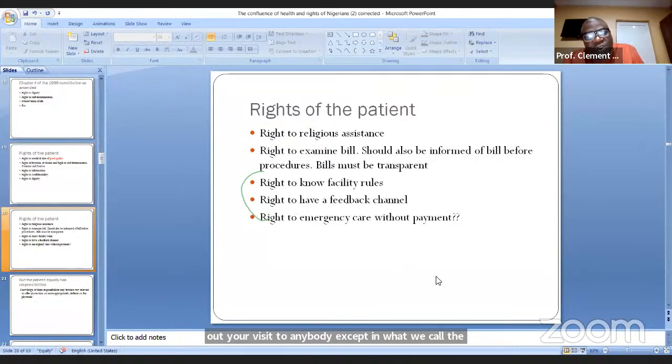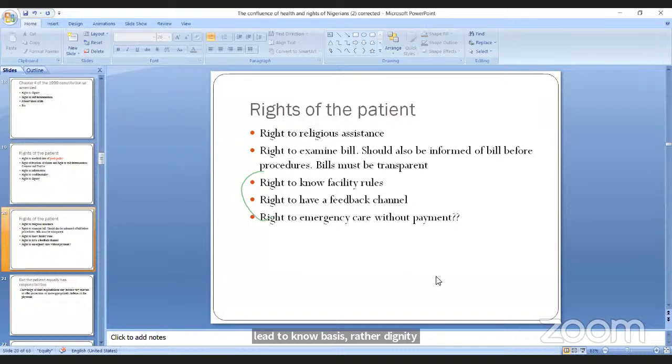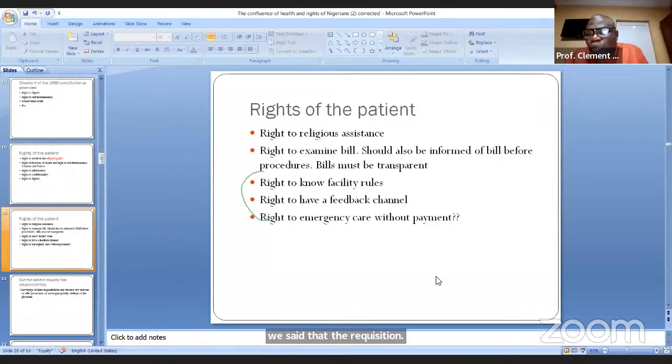Right of dignity, we saw that in the Constitution. Right to religious assistance: a patient in the ward has a right to be attended to by the bishop of his church, by the imam, provided that is according to the rules of the hospital. I'll give you an example. If the hospital closes the ward to visitors by 6 p.m., you cannot say my pastor is around to pray for me by 10 p.m.